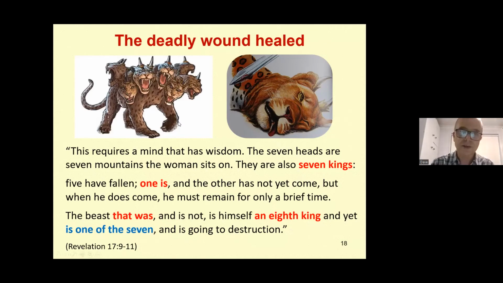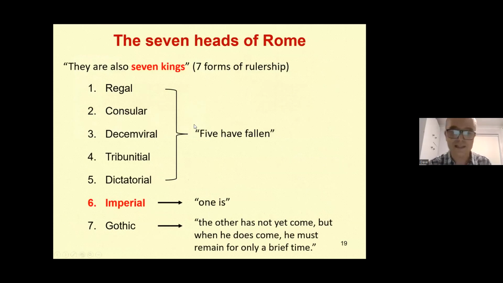And so here on the next slide, we have a bit of a list of 7 forms of rulership that Rome had. And these were, I'll just sort of read them out. We had a regal form of government. That's because ancient Rome was initially ruled by kings. It was a monarchy. And that lasted to about 500 BC, when Rome became a republic.